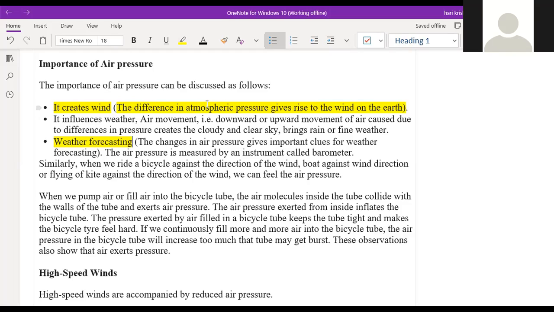Okay, then I will ask you one more question. If you stand on the surface of the earth and on the hilly top, in which case is the atmospheric pressure more? Whether on the hilly top or on the surface of the earth? Hilly top, sir. Okay, those who say the hilly top, raise your hands in the meeting.